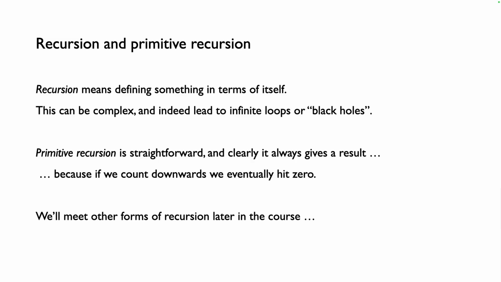So recursion can, in terms of definition, be meaningless. But certain kinds of it obviously work, and we've seen that primitive recursion works very clearly, because if we count downwards from a positive number, we eventually hit 0. So we'll always get an answer using that primitive recursion template. Now we'll meet some other forms later on in the course, but for the moment, what I want to do in the next segment is just run through a whole lot of examples of defining functions over numbers by primitive recursion.